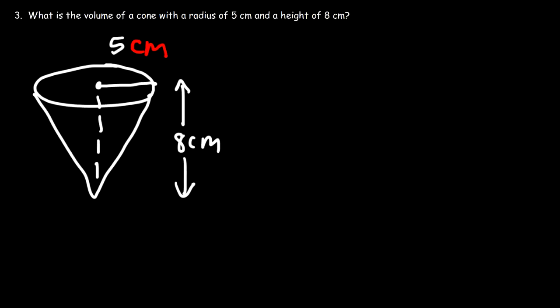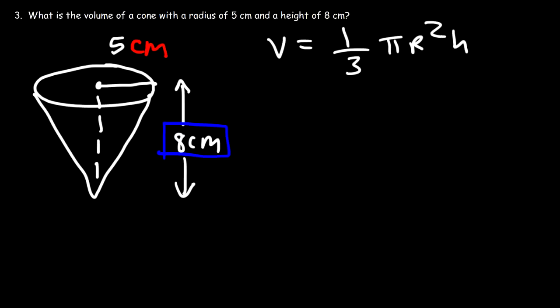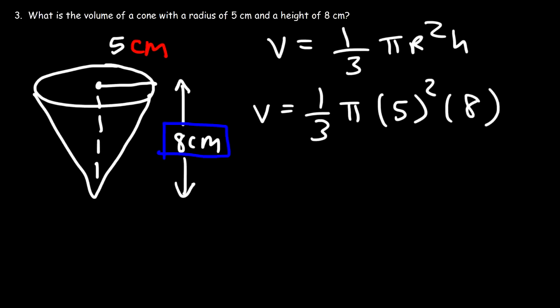So with this information, given the radius and the height, what is the volume of the cone? All we need to do is use this formula. The volume of a cone is 1/3 of that of a cylinder. So it's 1/3 pi r squared times the height. So we have the radius, which is 5, and we know the height, which is 8. 5 squared, or 5 times 5, is 25.